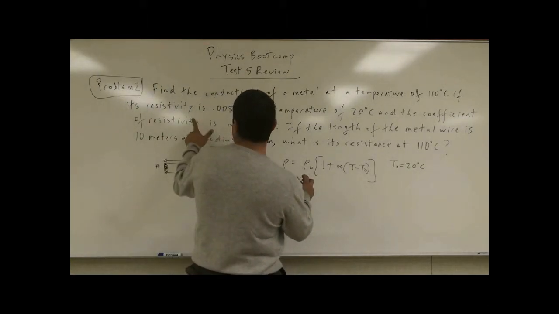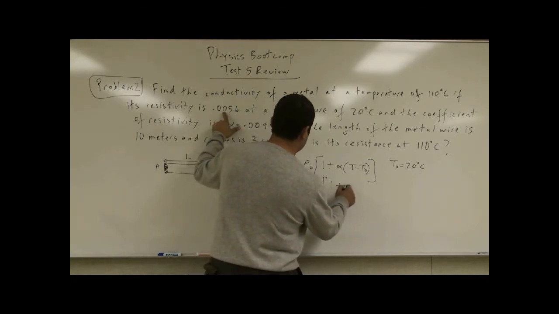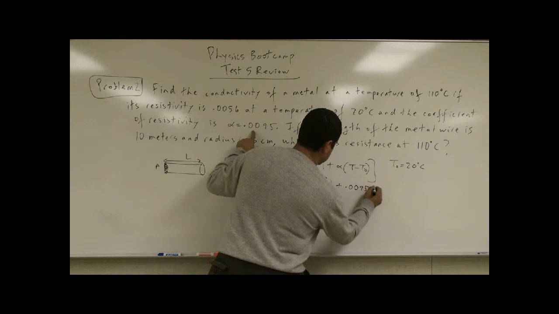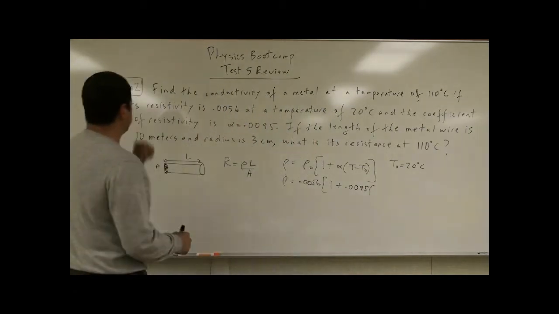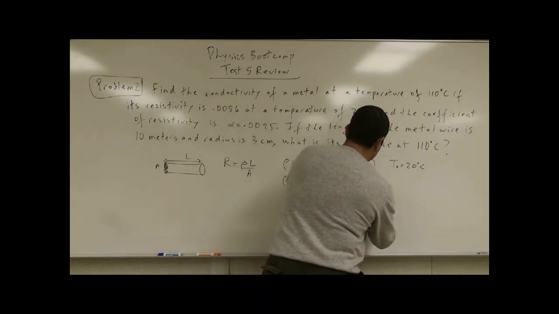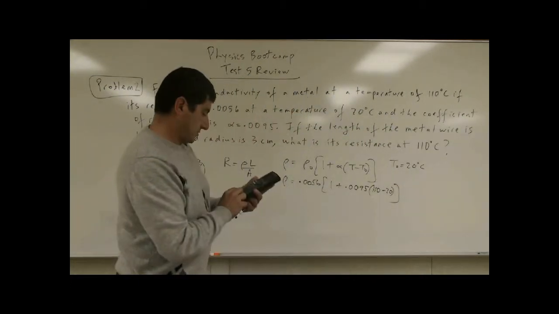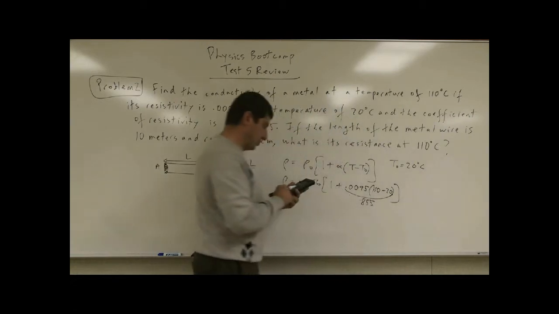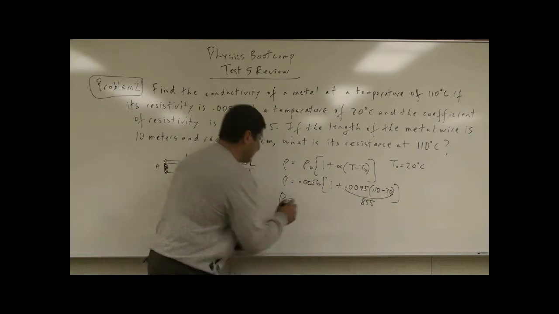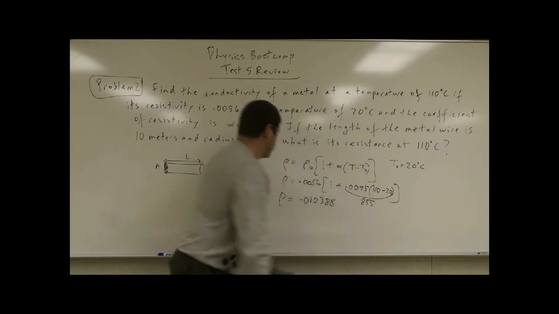So rho is equal to rho 0 times (1 plus alpha times (T minus T0)). That's 0.0056, 1 plus the coefficient of resistivity, 0.0095, okay? And then the temperature we're interested in is 110 minus 20. So we calculate that, 0.855, and then I add 1 to that, 1.855, then I multiply it by the resistivity, 0.010388. So that's the resistivity.